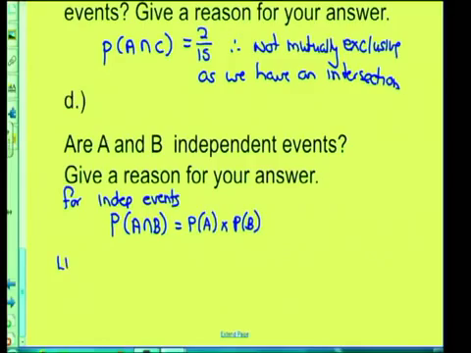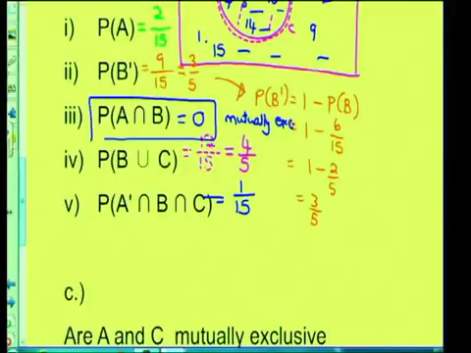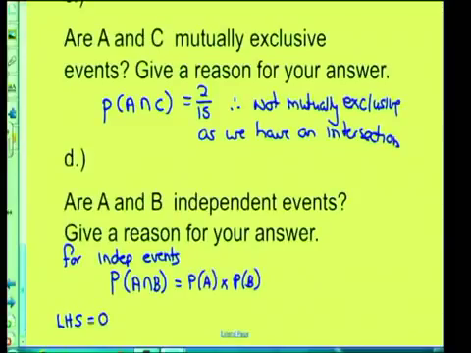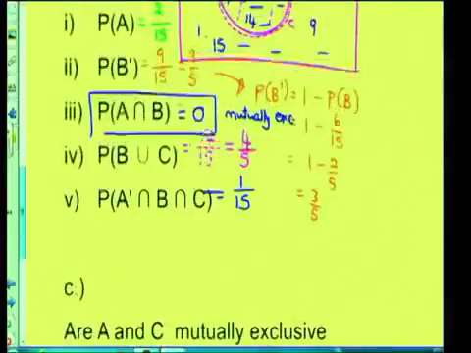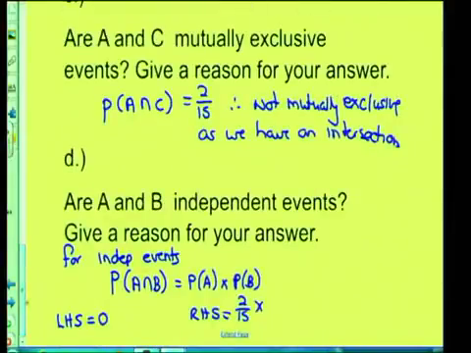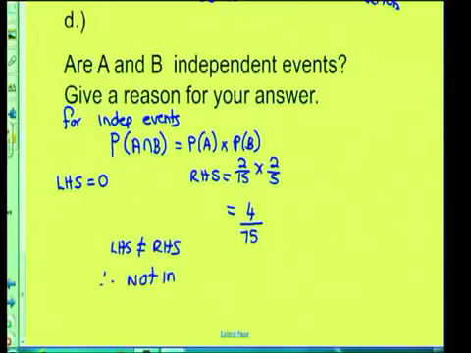Now what I would do is I'd start on the left-hand side. We know that the probability of A intersection B was 0. So the left-hand side would be 0. The right-hand side, we would say the probability of A, which we worked out earlier to be 2/15, times the probability of B, which is going to be 2/5. And I think you can see the answer to this already, because we got 4 over 75, I think. Now, clearly, left-hand side is not equal to right-hand side, and therefore not independent.